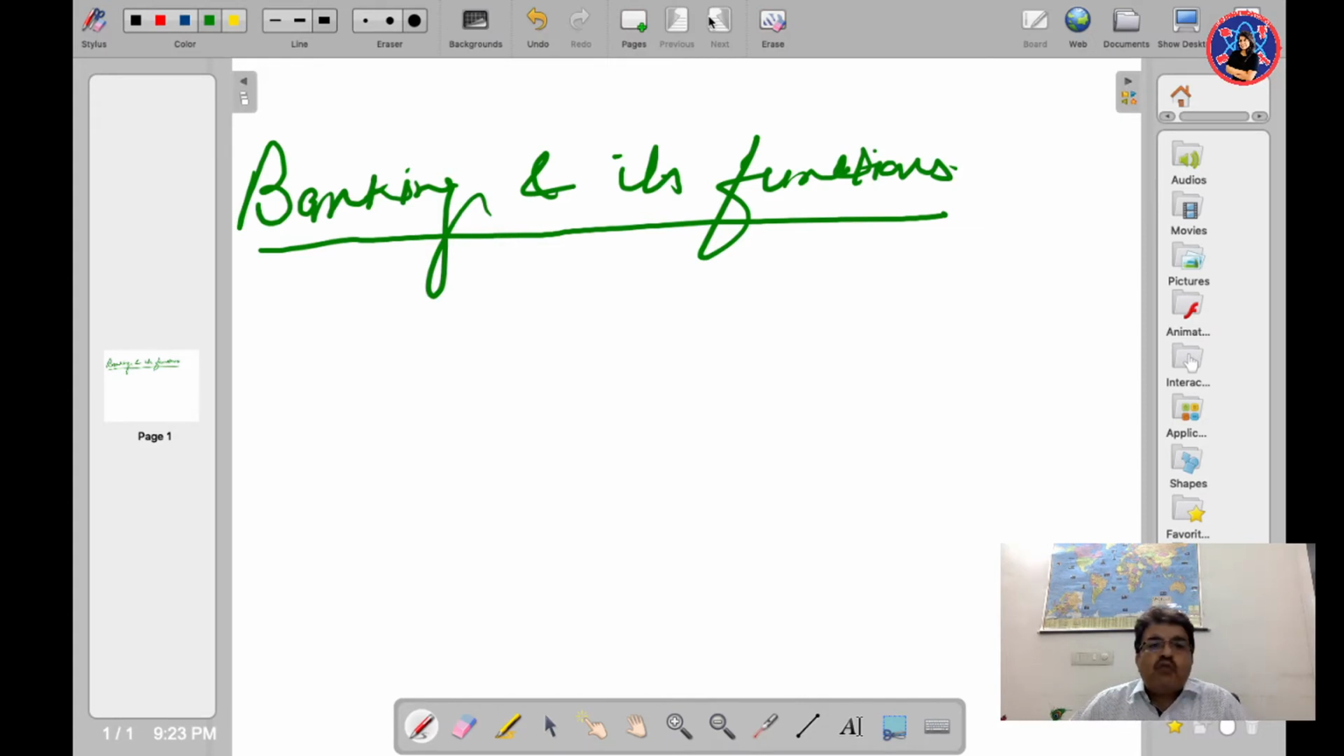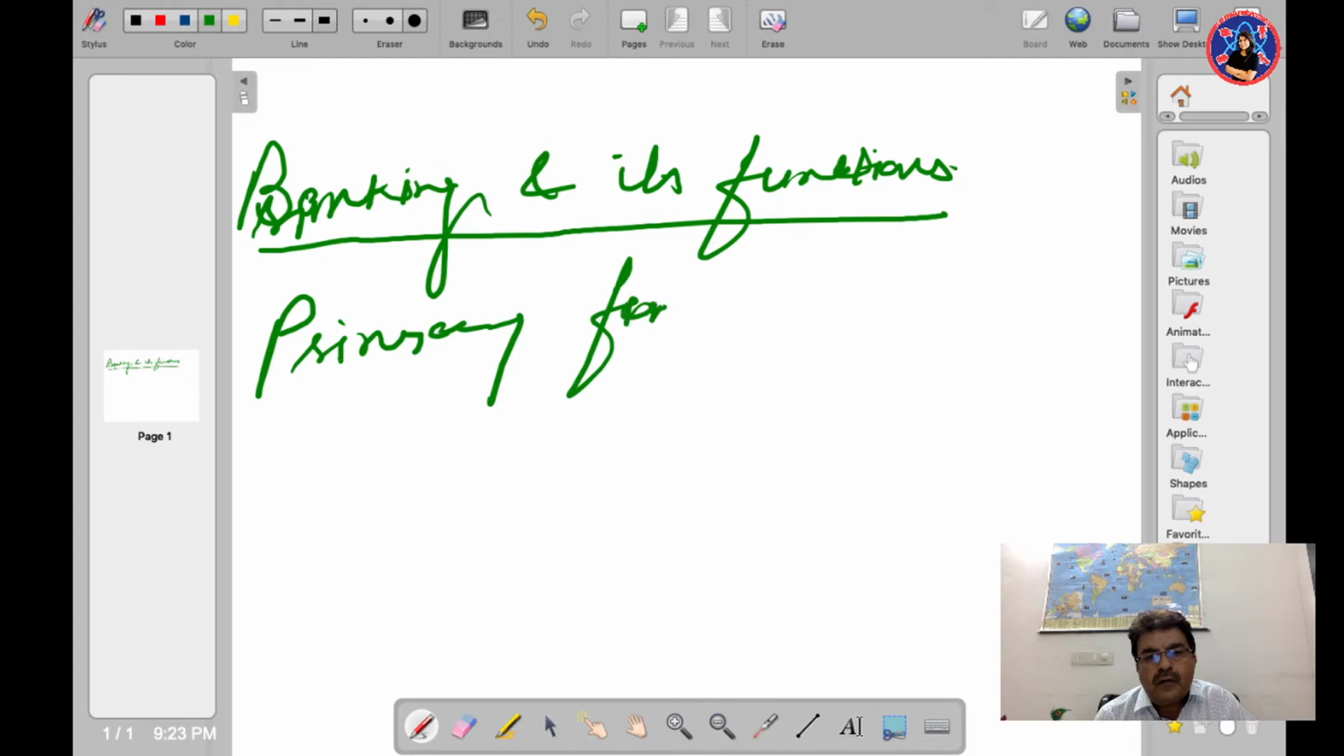Now the question comes, what are the main functions? There are two types: the primary functions and the secondary functions. In the primary function, there are three types of deposits the bank accepts. You must have seen them: the current account, the saving account, and the third one is the fixed deposit account. The people deposit money in three forms.